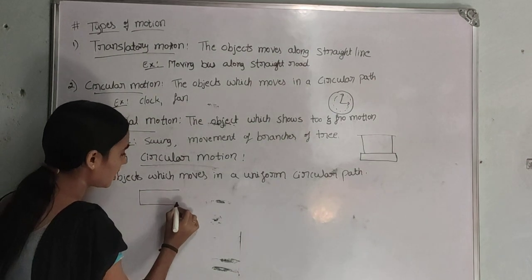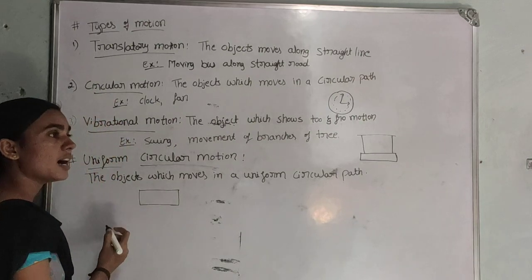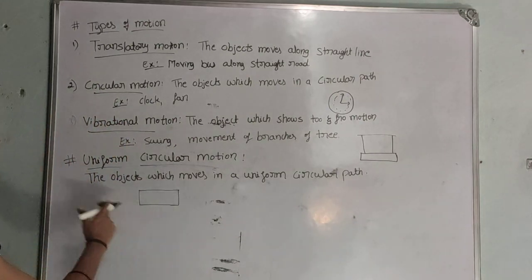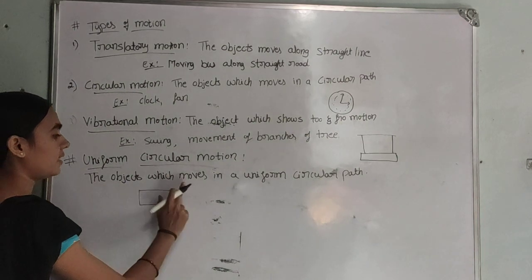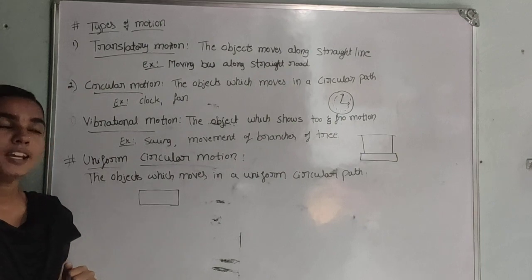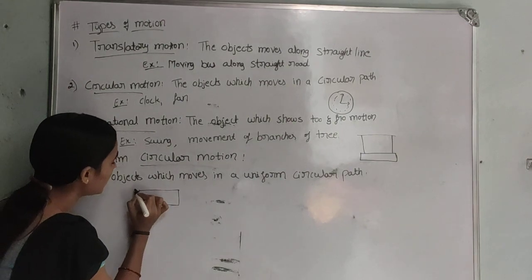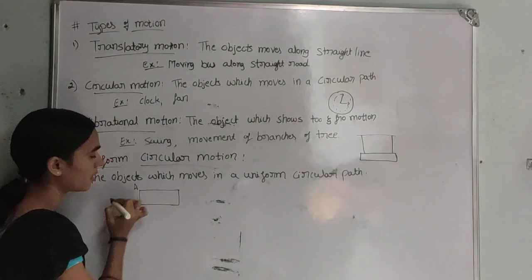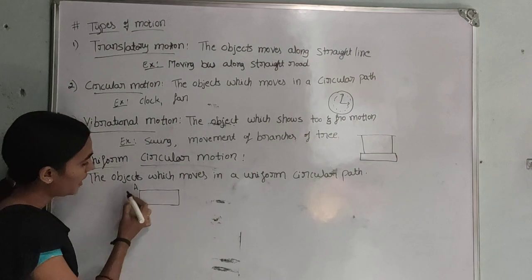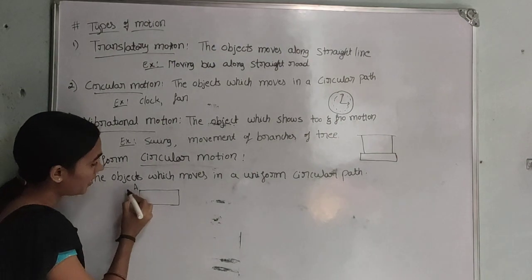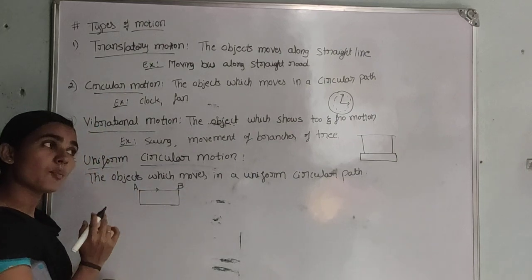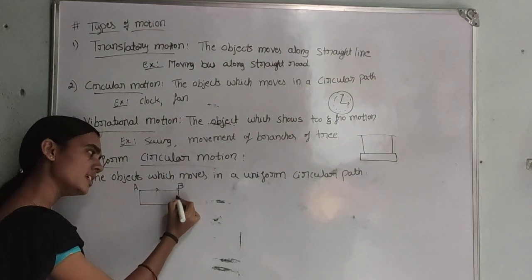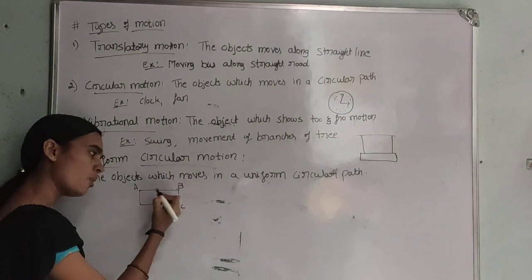So here in this example, the athlete is moving on a rectangular track. So first he starts running from a point A, and he is moving towards the point B. When he reaches point B, he changes his direction towards the point C.